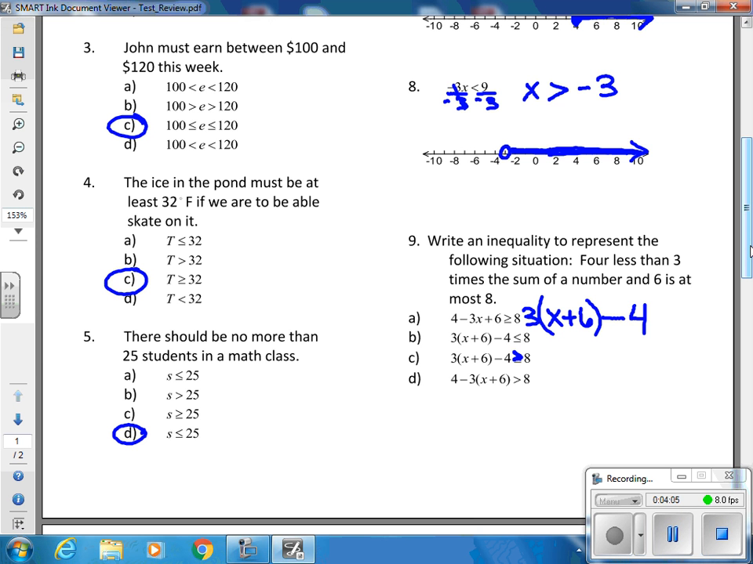So we're deciding between B and C at this point. When it says at most 8, that means it cannot go over 8. You can be 8, but you can't go over it. So that's where the less than or equal to piece comes in. So that means our final answer is officially B.